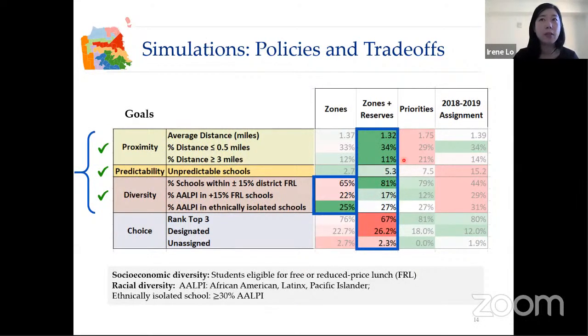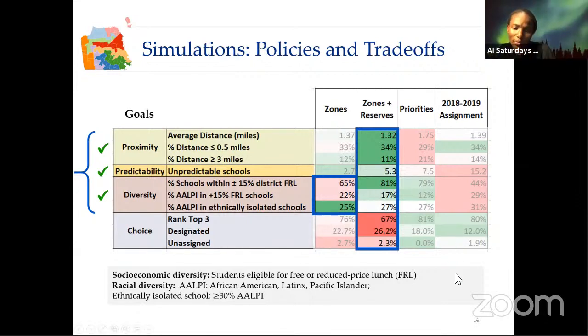But we're also able to achieve goals of proximity and predictability. Okay? Because the zones are much smaller, there's much fewer schools that you have to consider. And so you don't have to travel as far, and you know your chances better at each school.